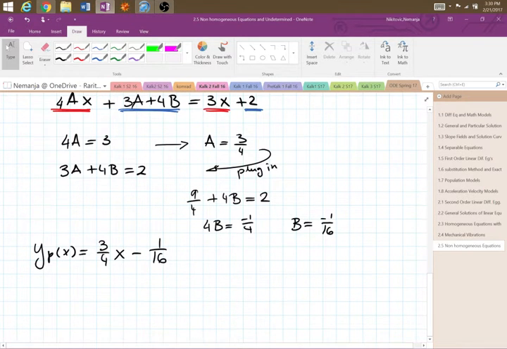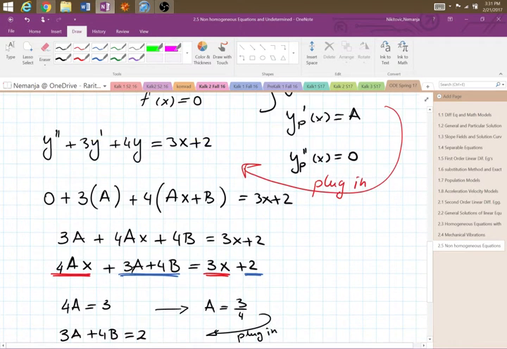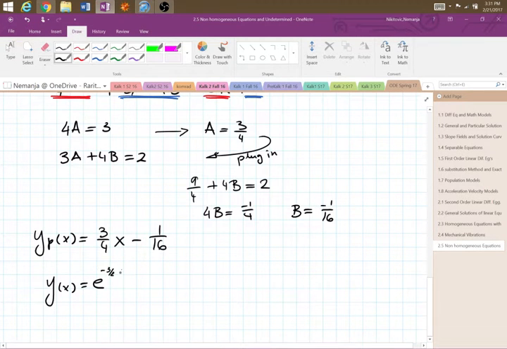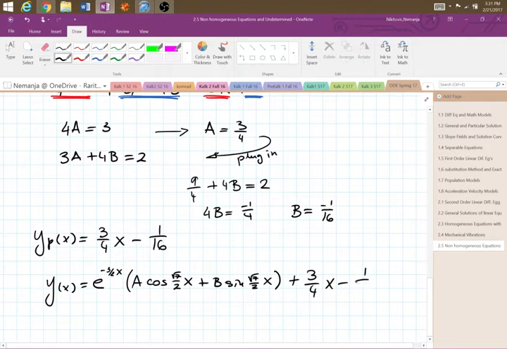The general solution for the entire problem, y of x, is when we add the two solutions. So we had e to the negative 3/2 x times a cosine √7/2 x plus b sine √7/2 x. And then we have plus 3/4 x minus 1/16. Now this is the general solution.